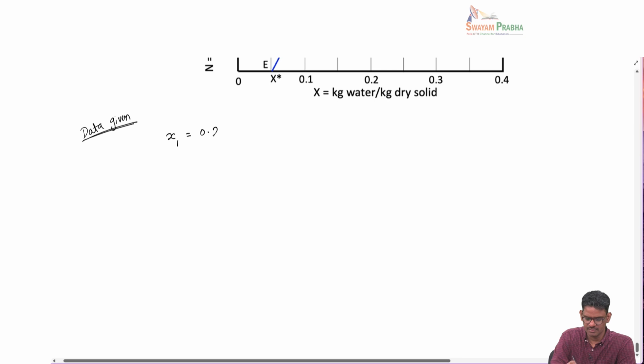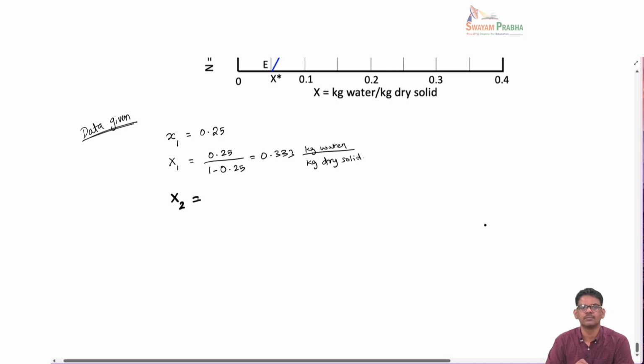X1 is 0.25. From here we obtain the moisture content based on the dry weight basis. So that is 0.25 by 1 minus 0.25. This is 0.333 kg water over kg of dry solid. X2 is 0.06 by 1 minus 0.06. This comes out to be 0.0638.